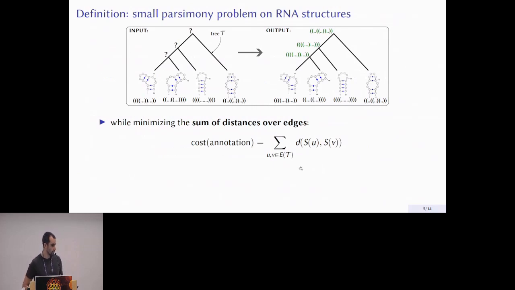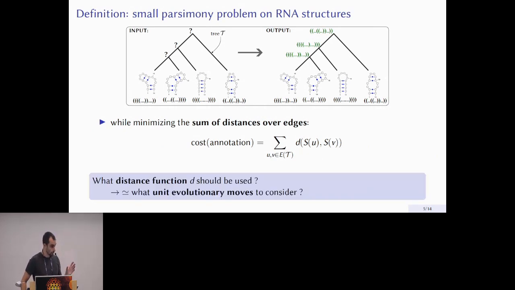More formally, we are dealing with the small parsimony problem on RNA structures. You're given a phylogenetic tree, and at the leaves of this tree, you have labels, which are RNA structures, given also by these parenthesized strings. And in output, you would like annotations of the ancestral nodes. The cost function you're optimizing for is the sum of the distances over the edges of the tree. For each edge, you look at the two annotations at the ends, compute their distance and add it.